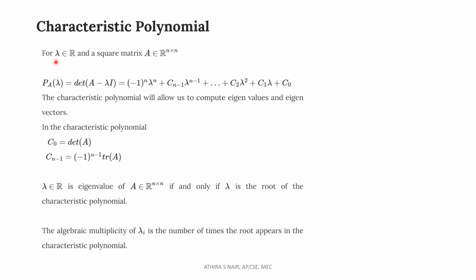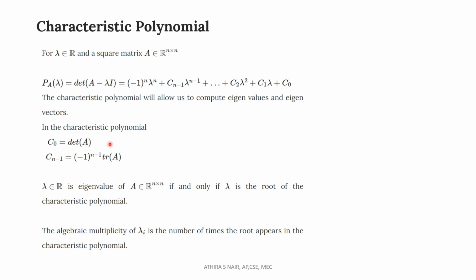So, for lambda an element of R and a square matrix A an element of R^(n×n), p_A(lambda), the characteristic polynomial, is equal to determinant of (A - lambda I) = (-1)^n lambda^n + c_(n-1) lambda^(n-1) + ... + c_2 lambda^2 + c_1 lambda + c_0. So the characteristic polynomial will allow us to compute eigenvalues and eigenvectors.